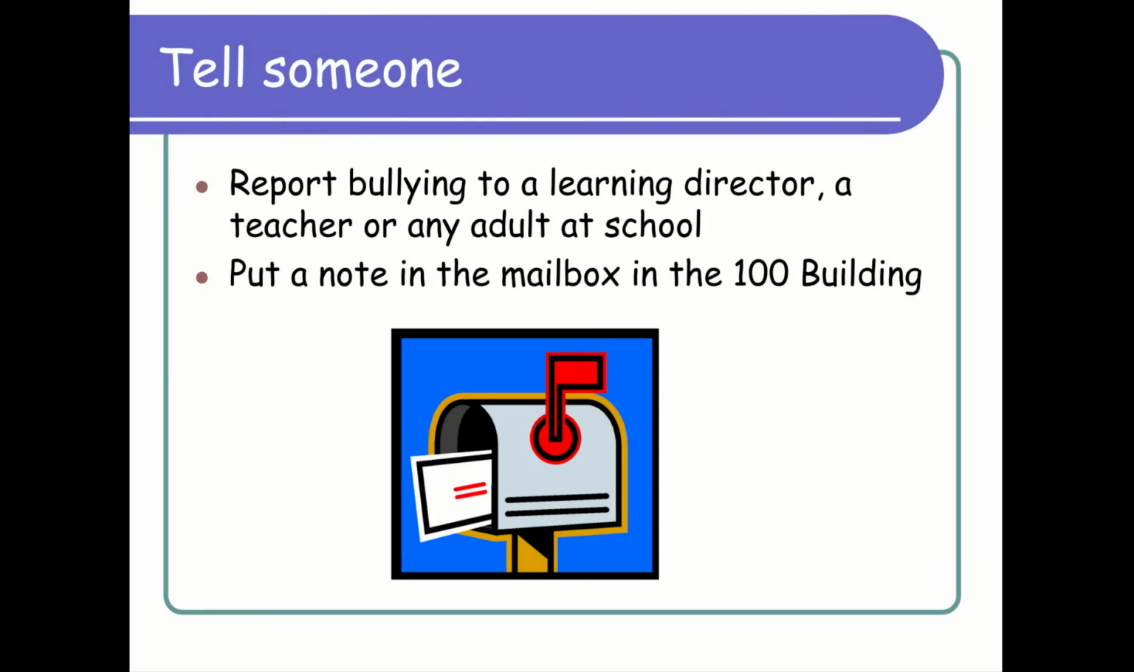Tell someone. You could report bullying to a teacher, someone at a school, an adult at a school. There used to be a mailbox in the 100 building where you could tell and make an anonymous note. There's no longer that anymore. So ignore the second bullet point, but tell someone.